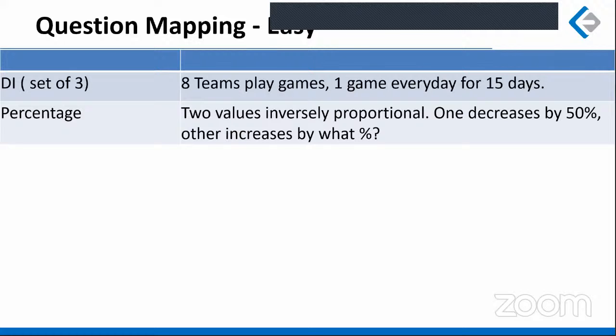The question on percentage also was easy. Maybe you could even call it a question on ratio proportion variation. 2 values were inversely proportional, so maybe you can call this variation. 1 decreases by 50%, what would happen to the other? So a very simple, straightforward question here.